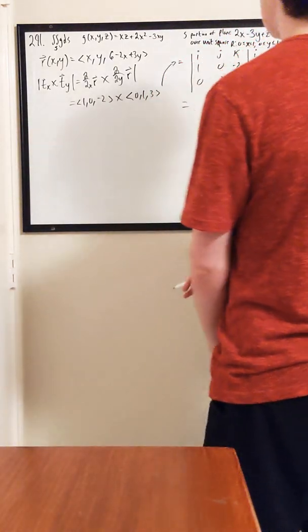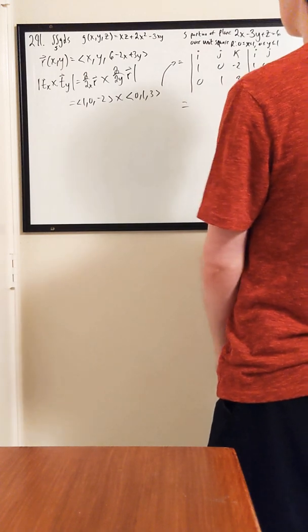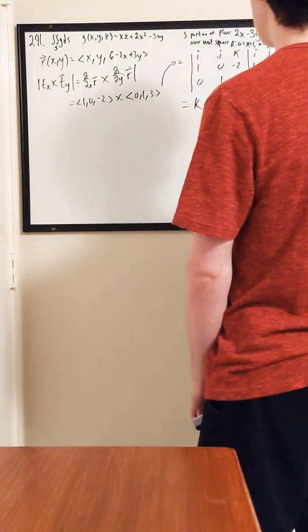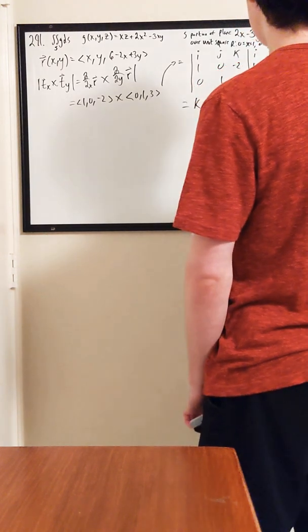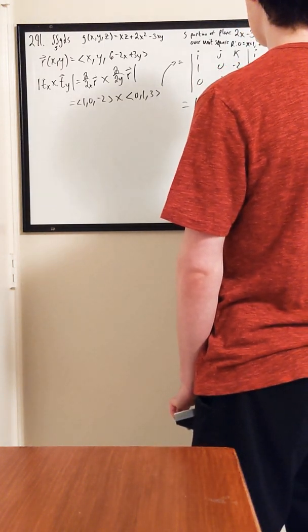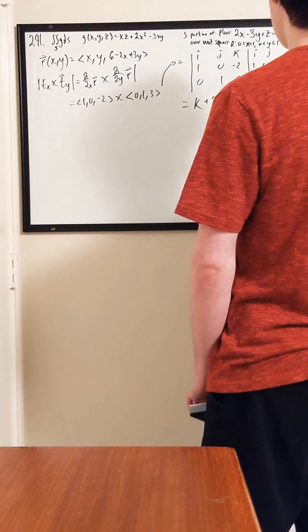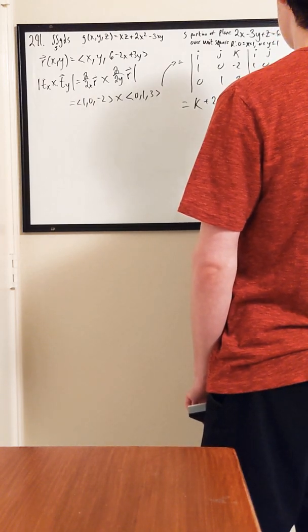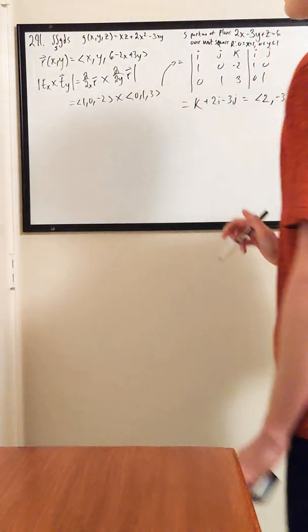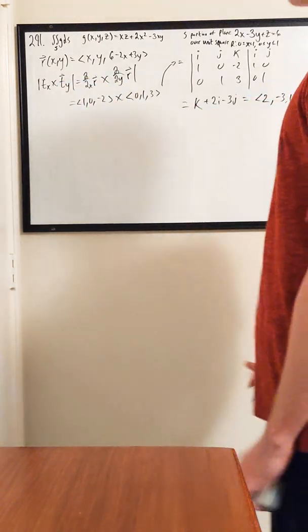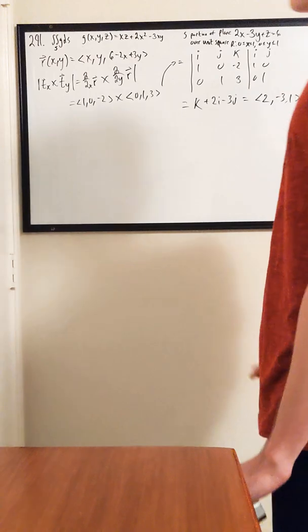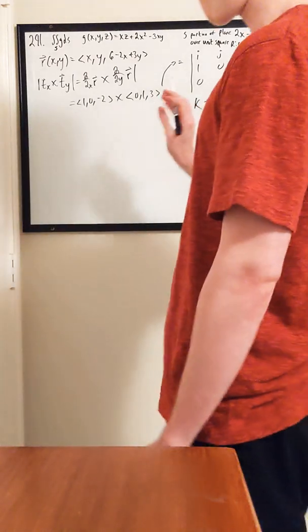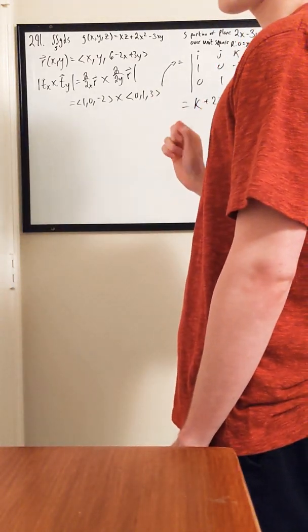When you do that, you get k plus 2i minus 3j, which when you move it all over, you would get 2, negative 3, 1 for the cross product of the vectors with respect to x and y. And then you have to do the integral.